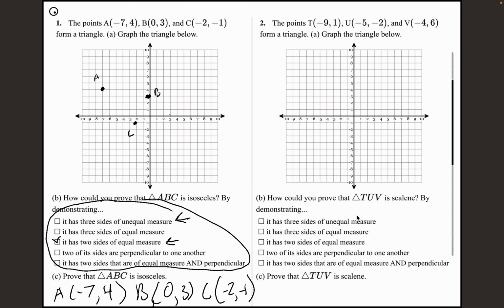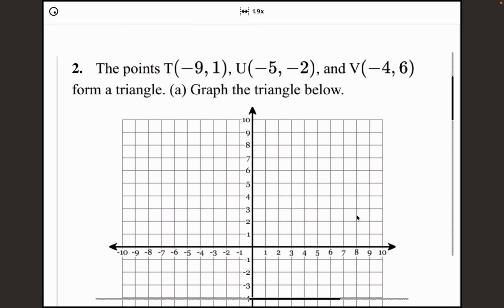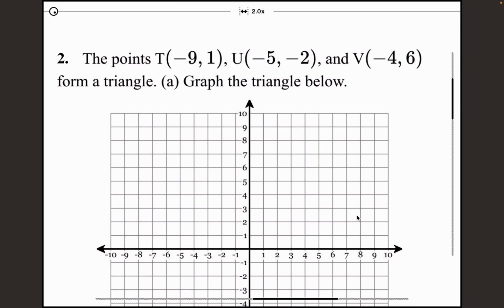All right, I'm going to have you do number 2 on your own. You don't have to plot it. You just have to tell me if it's isosceles or scalene and then the 3 side values that you get. So those coordinates are at the top. I'm going to just zoom in on them so you guys can see them. Okay, there. You can see them a little bit better. So there are the 3 sets of coordinates.